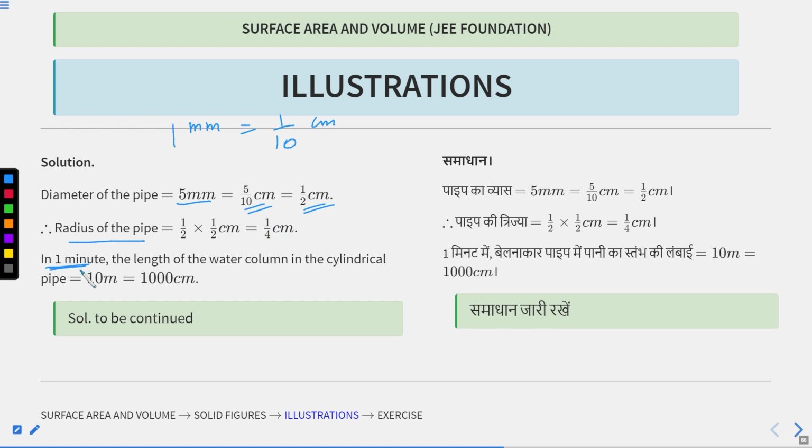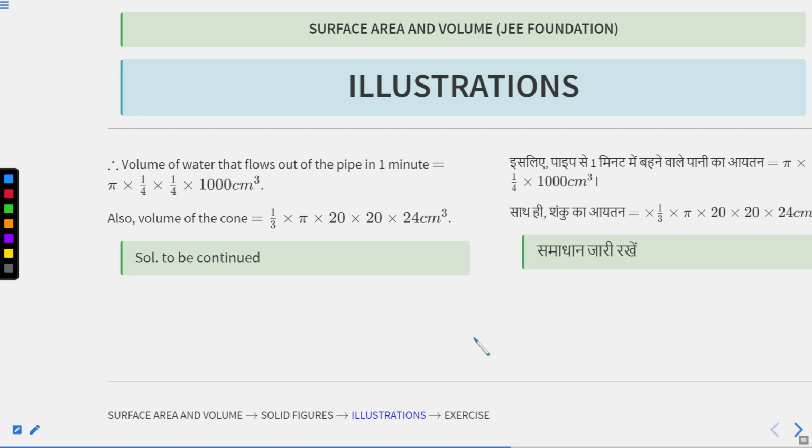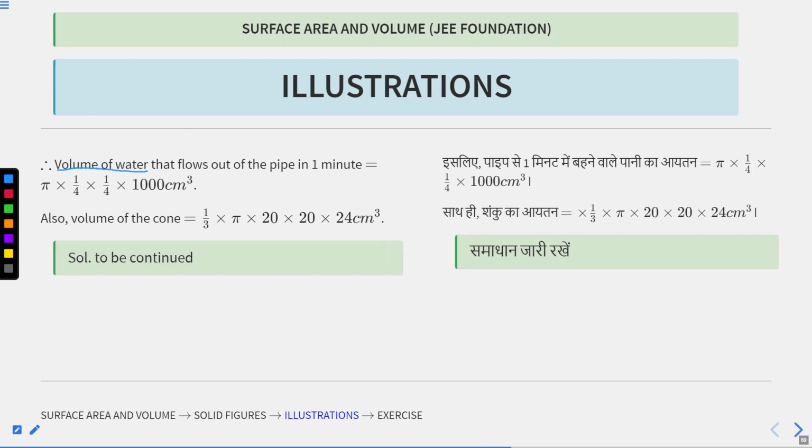In 1 minute, the information is already given. In 1 minute, the length of the water column in the cylindrical pipe is 10 meters. That means we know 1 meter is equal to 100 centimeters, and 10 meter is equal to 1000 centimeters. So this is my length of the cylindrical pipe. Okay, now let's move to the next. For the volume, we know the formula is pi r square times h.